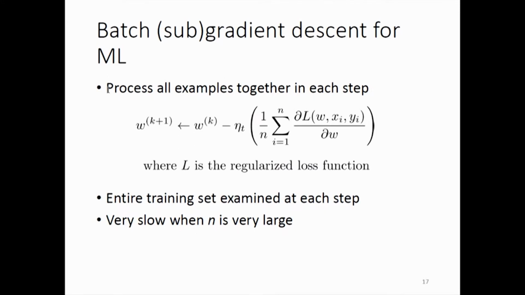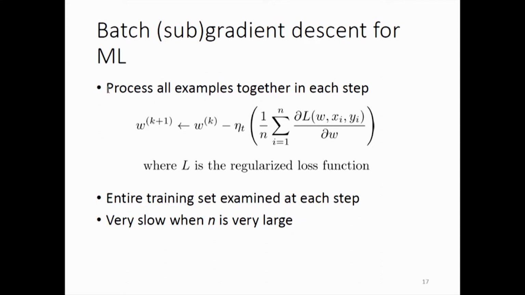So gradient descent on maximum likelihood is essentially doing this. It is taking some samples i equal to 1 to n, calculating the loss on these xi and yi, taking the average gradient, that is the gradient of the expected loss, and then taking a step in that direction. And this goes for subgradient also.